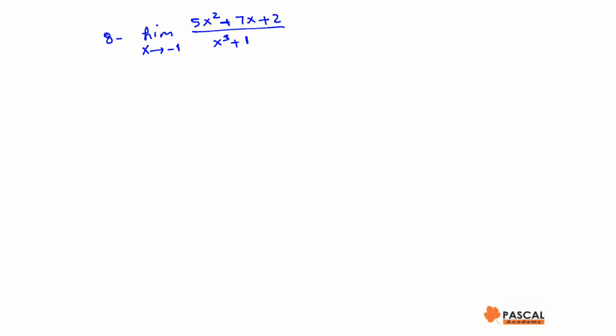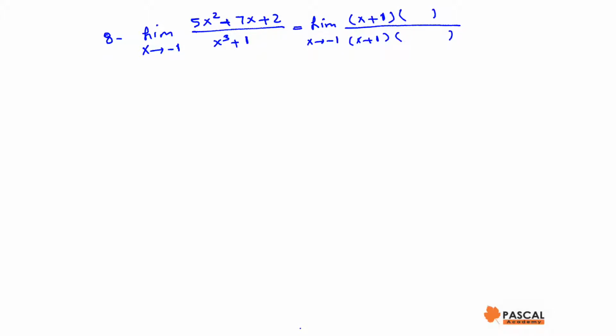That means direct substitution method fails. It is an indeterminate form. We have to reduce the fraction. Since negative 1 makes numerator and denominator 0, x plus 1 is a linear factor. This means the numerator can be factored as x plus 1 times another linear factor, and the denominator can be factored as x plus 1 times a quadratic expression.